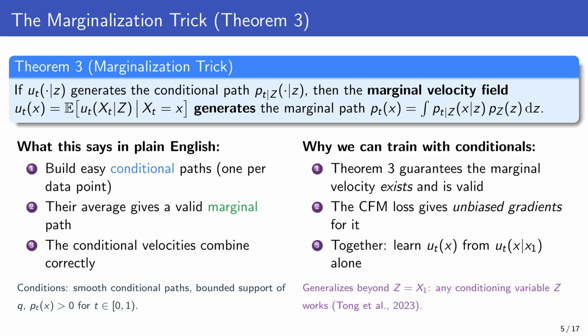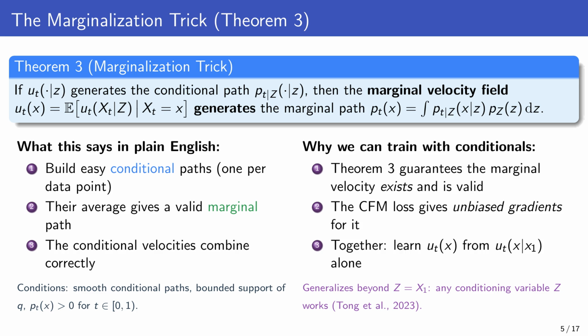Let me break down what this means concretely. For each data point x1, we define a conditional path that brings noise to x1, and a conditional velocity that drives particles along that path. The conditional velocity for each individual data point is trivially easy to compute. The marginal velocity, which is what we actually want, is the average over all data points, weighted by the posterior probability of each data point given the current position. Theorem 3 guarantees that this average velocity field is itself a valid generating velocity for the marginal path.